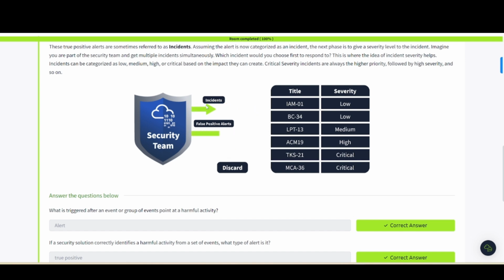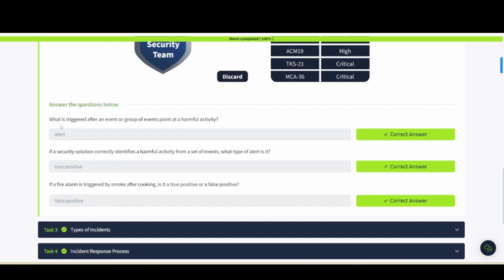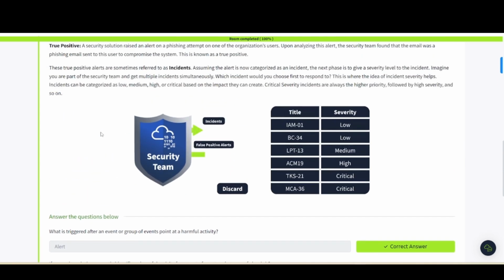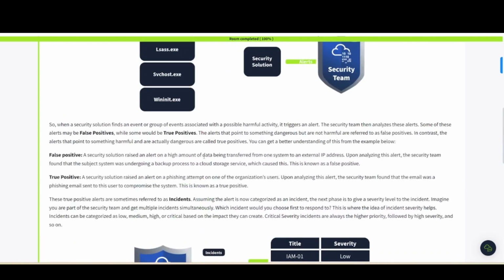So you see an example here. Incident, false positive, alerts, discard. If it's an incident, it goes to several different categories they specified here. All right, answer the questions below. What is triggered after an event or group of events points to harmful activity? Well, we know that's going to be an alert, as explained up here. That's specific criteria for an alert.